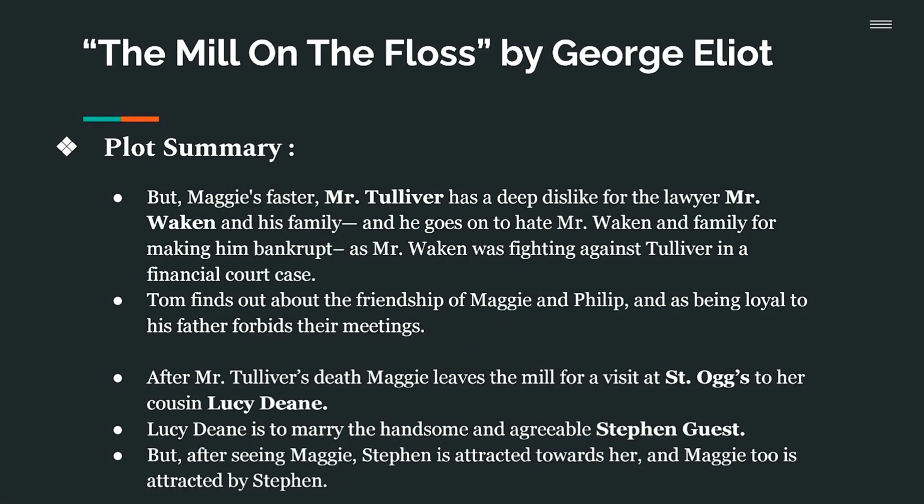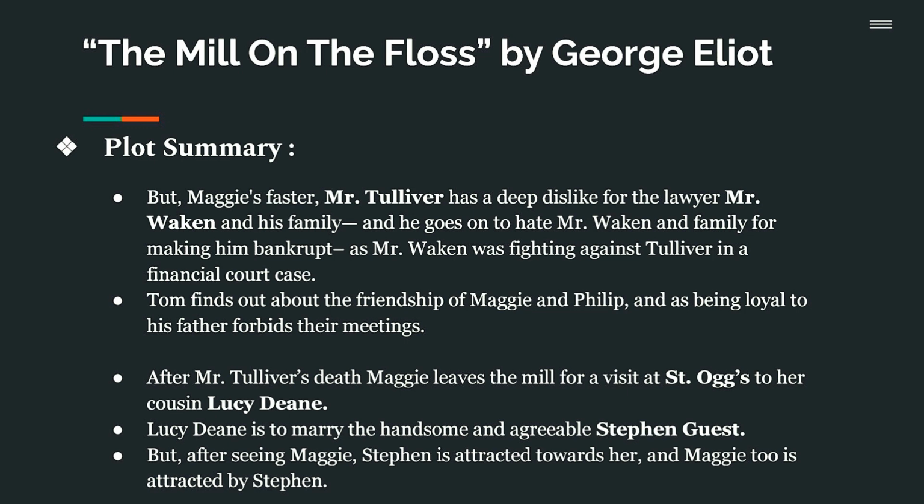But Maggie's father, Mr. Tulliver, has a deep dislike for the lawyer, Mr. Wacken, and he goes on to hate Mr. Wacken and his family for making him bankrupt, as Mr. Wacken was fighting against Tulliver in a court case. Tom finds out about the friendship of Maggie and Philip, and as being loyal to his father, he forbids their meetings.